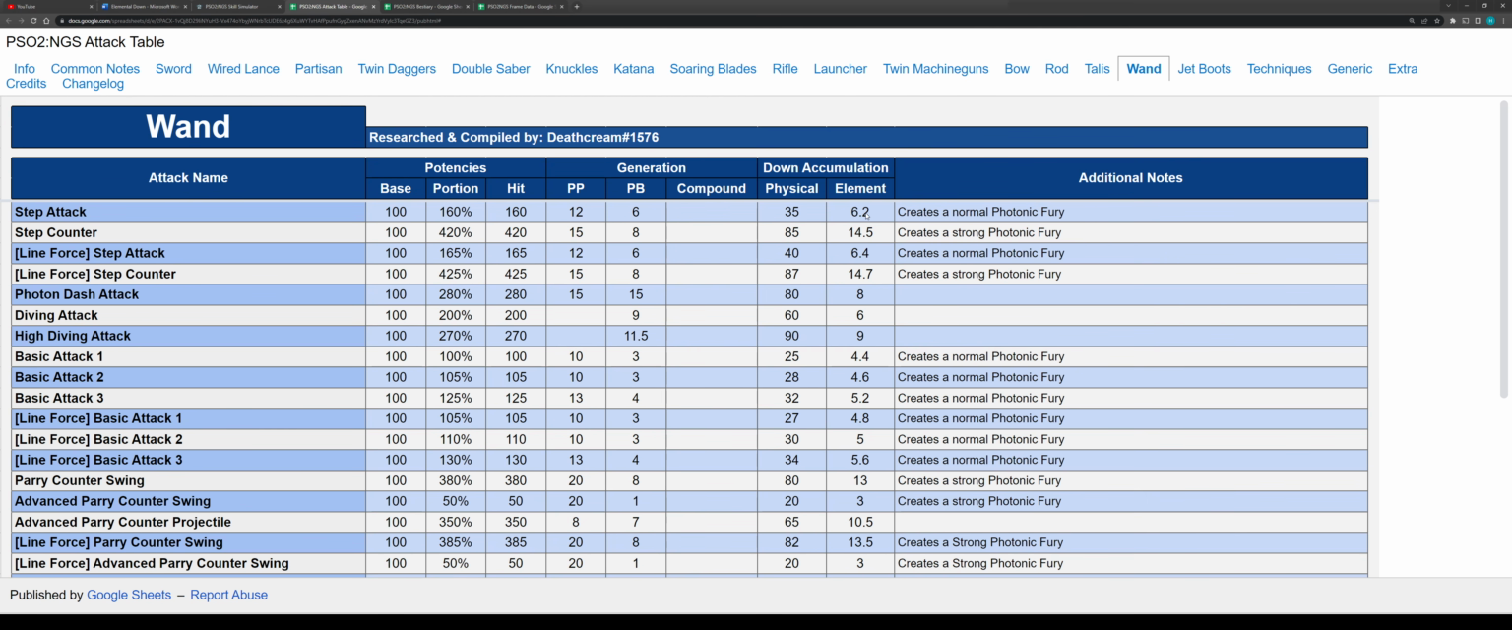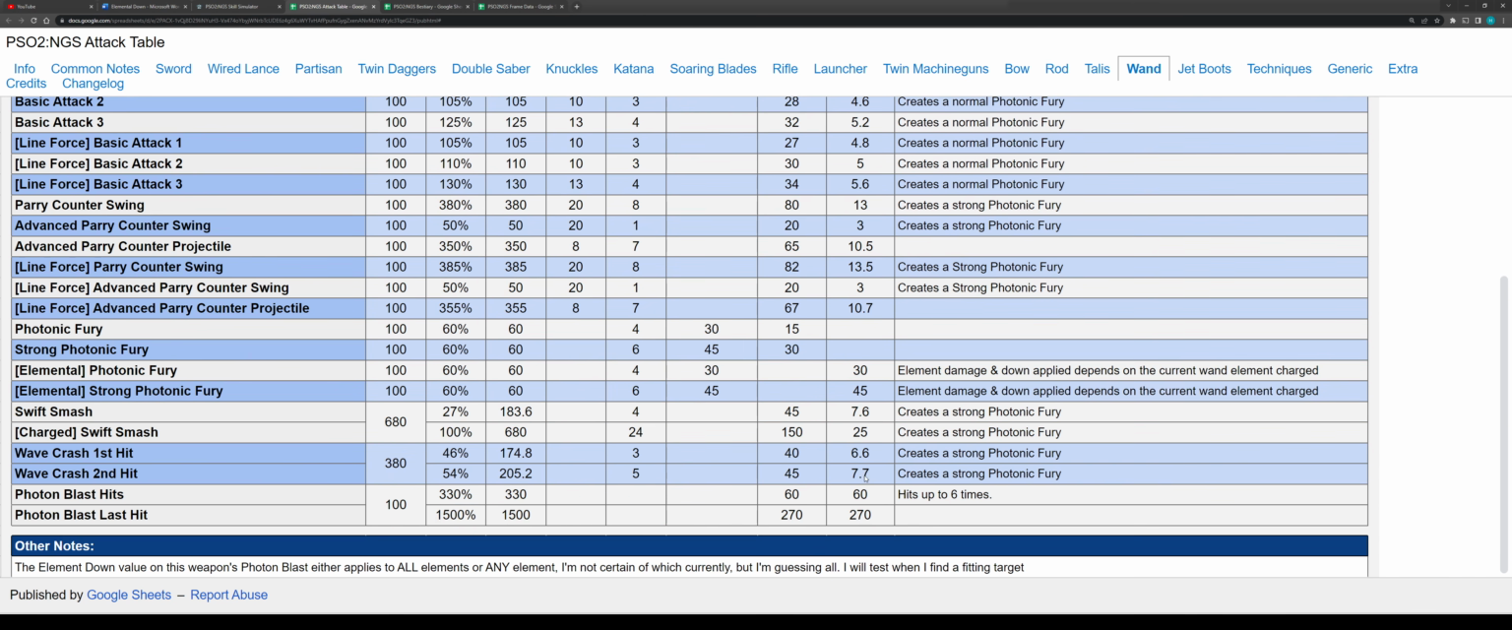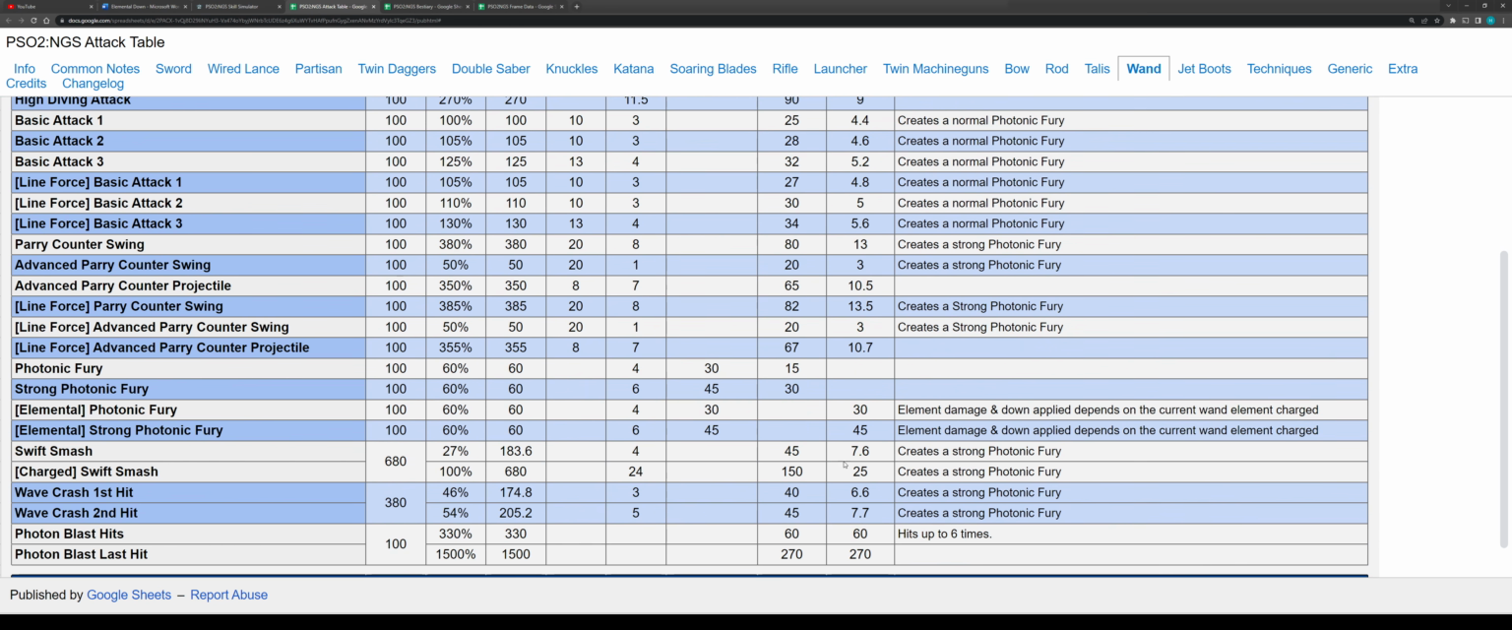Now, if you have a normal wand, such as the current sequin weapons, the relics, the Grey Gust, basically anything that isn't an elemental weapon, this column, other than photonic furies, can be ignored. As you see with our photon arts, Swift Smash, or even Wave Crash, they too provide physical states. Once again, you will not get the element for these photon arts unless you have an elemental weapon, but you will still, of course, get the photonic fury, as our photon arts do proc photonic furies.